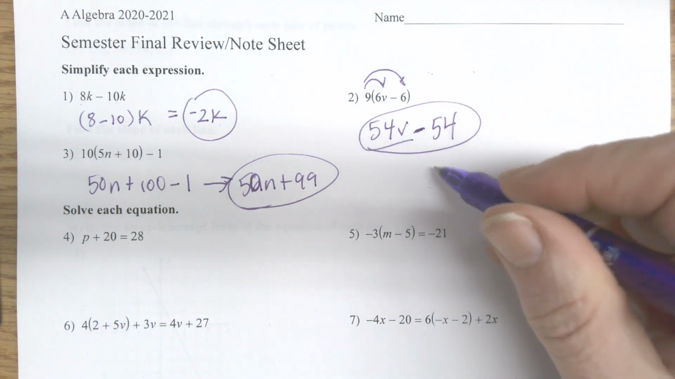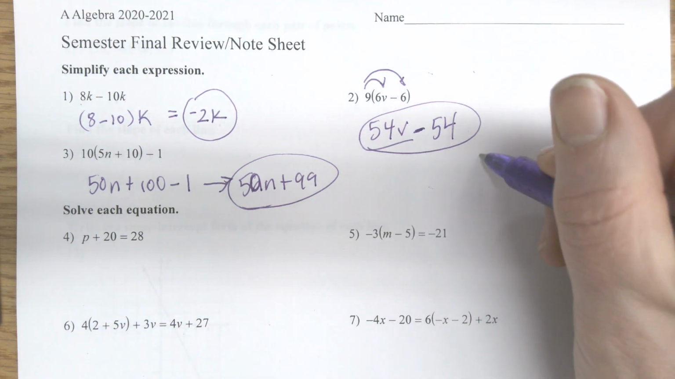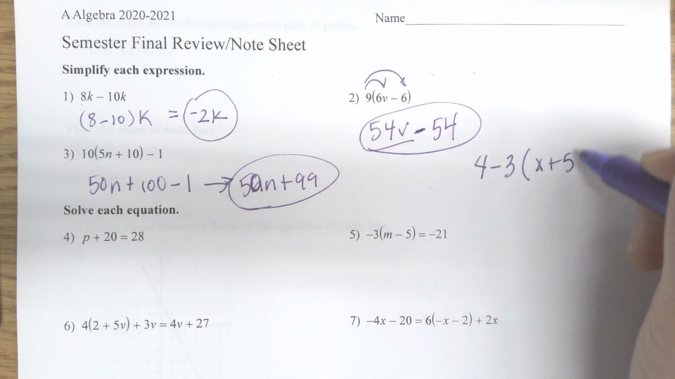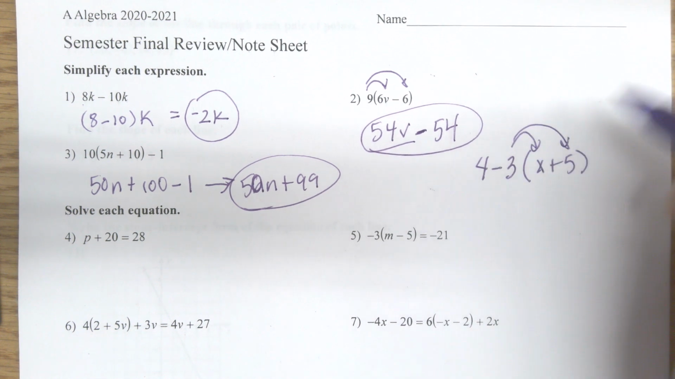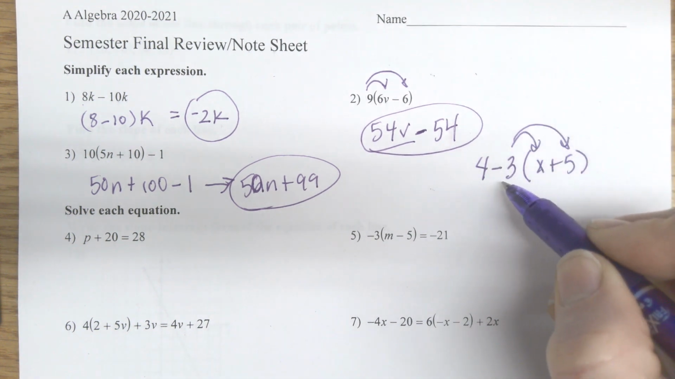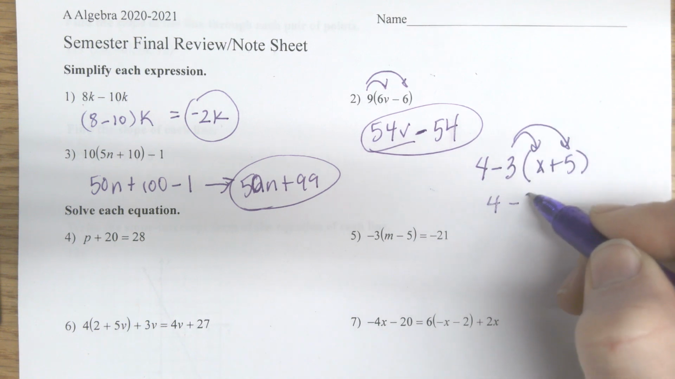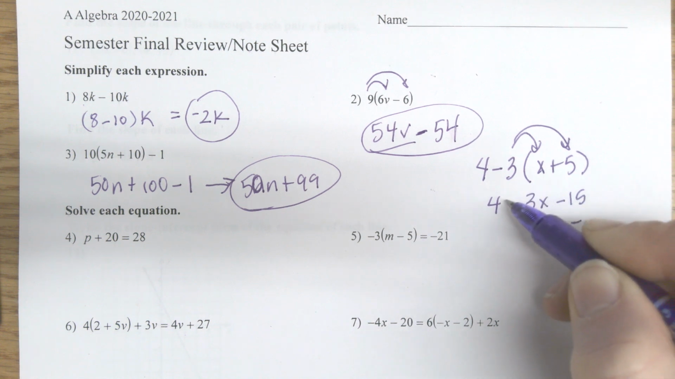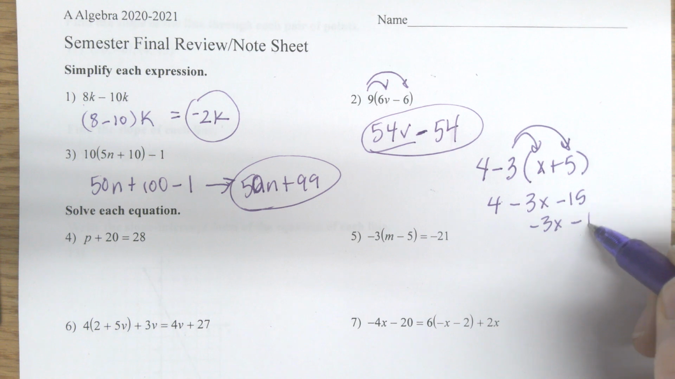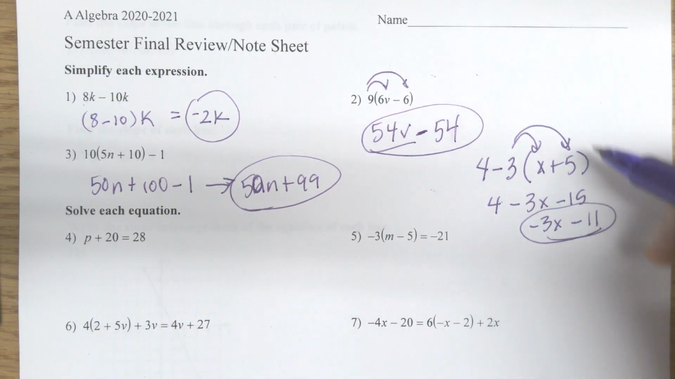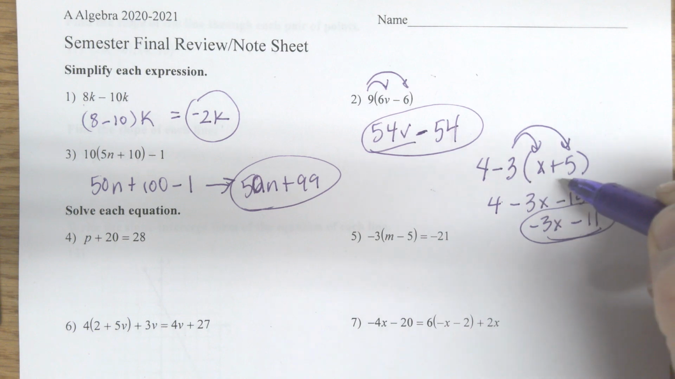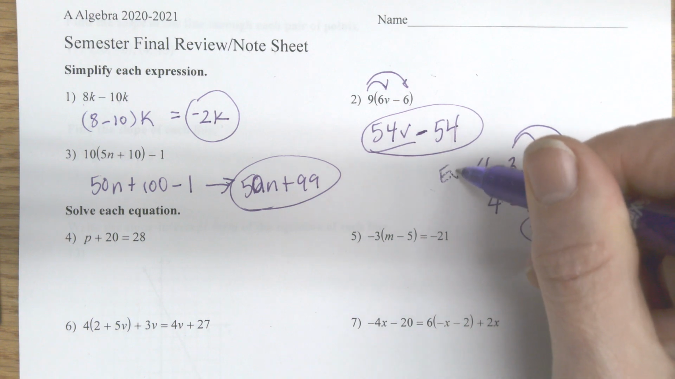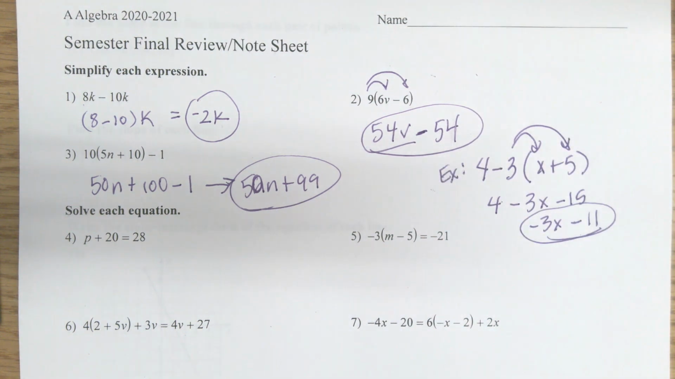One thing that I want to point out to you, if you have something like 4 minus 3 parenthesis x plus 5, make sure that you distribute first. You cannot do that subtraction. So this would be 4 minus 3x minus 15, or negative 3x minus whatever 4 minus 15 is, 11 would be the final answer on that one. So again, distribute before you combine like terms. Be careful of problems like that. This is just an added example that you may want to take note of.